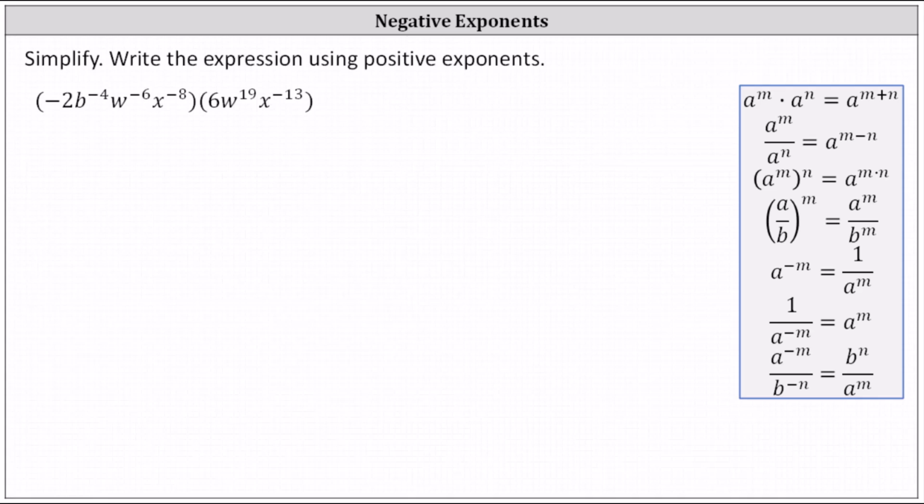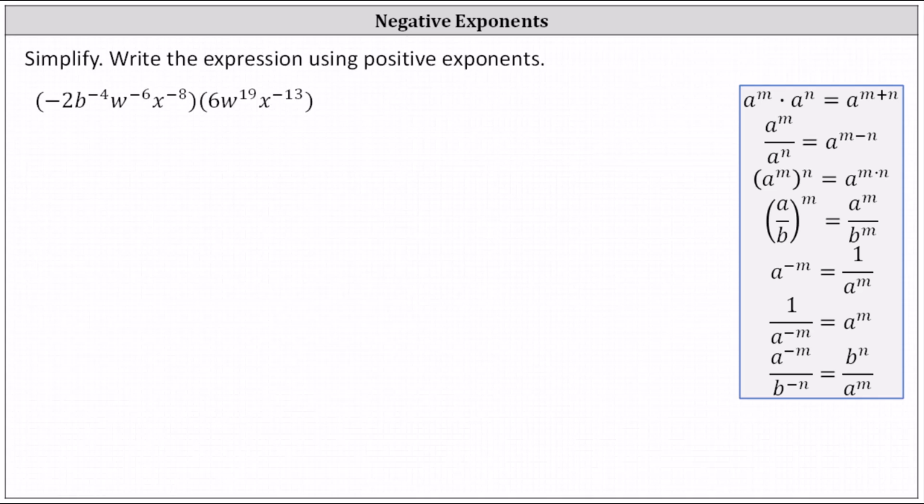We want to simplify the given expression and write using only positive exponents. We have negative 2 b to the power of negative 4, w to the power of negative 6, x to the power of negative 8, times 6 w to the power of 19, x to the power of negative 13.